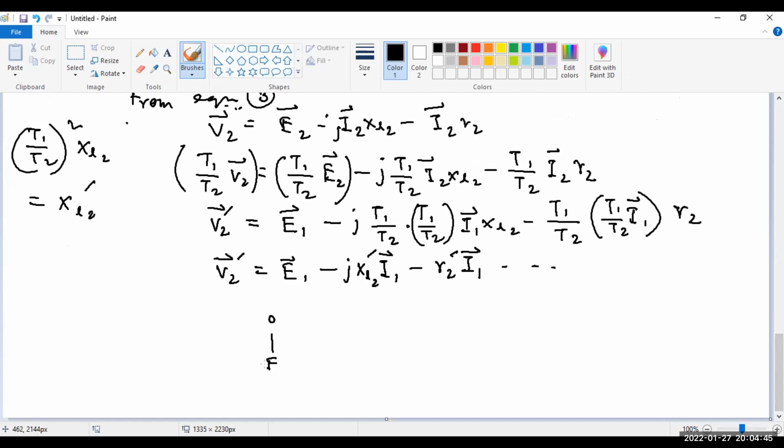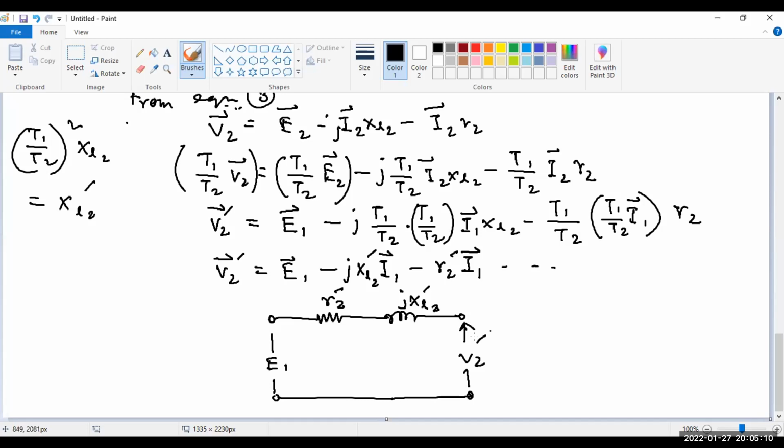Here I have E1. Here I have new resistance. Previously it was R2, but now it is R2 prime. And this is the new reactance XL2 prime. And here I have a different voltage, V2 prime. So this is the new circuit realization. We can call it 3A, and this corresponds to your 3A.